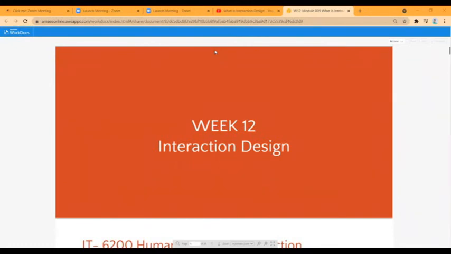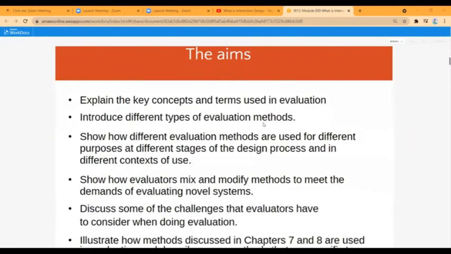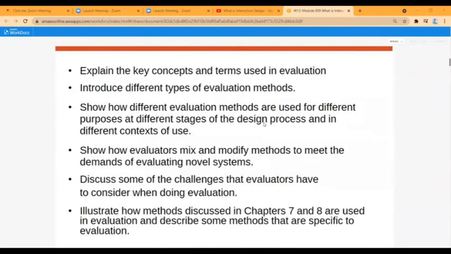Okay, good afternoon. Our lecture for today, the topic is interaction design for week 12. The aims: explain the key concepts and terms used in evaluation, introduce different types of evaluation methods, show how different evaluation methods are used for different purposes, at different stages of the design process and in different contexts of use. Show how evaluators mix and modify methods to meet the demands of evaluating novel systems. Discuss some of the challenges that evaluators have to consider when doing evaluation.